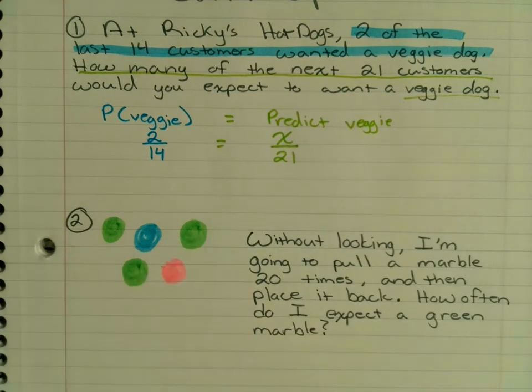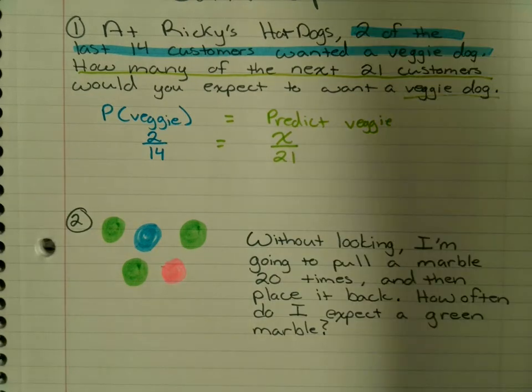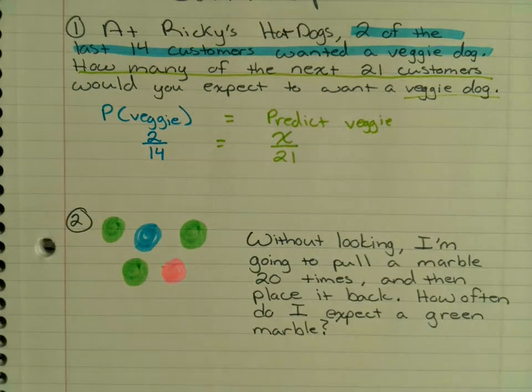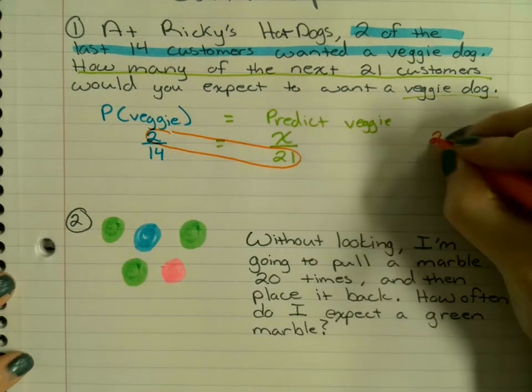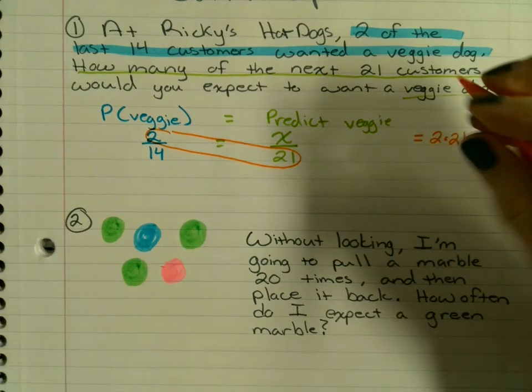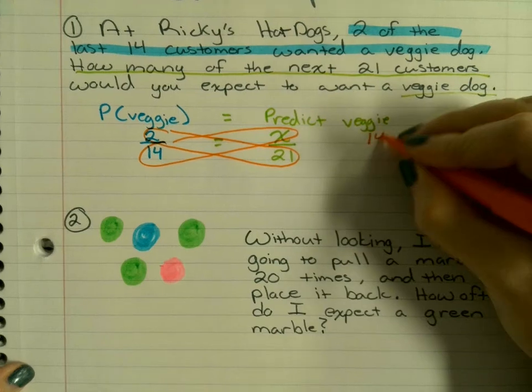You guys have been solving proportions for the past 2 months. Okay, you did it all throughout the end of November, all the way through December. You did all of January. We have been doing nothing but proportions for a little over 2 months. Okay, we are going to multiply. So we're going to multiply 2 times the 21. And then we're going to multiply 14 times the x. So we get 14x is equal to 42.